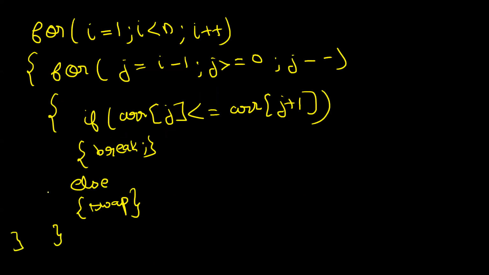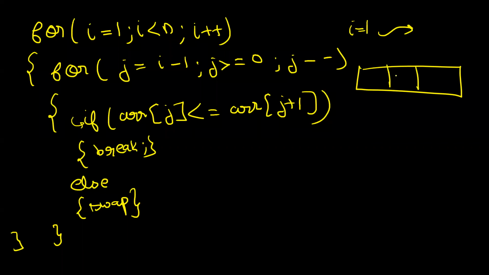Now think of what happens if the array is already sorted. I equal to 1. Now the inner loop starts running. You will see that ARR of j is less than or equal to ARR of j plus 1, so you will simply break. So this loop runs only once. Similarly, when you go to I equal to 2, the inner loop runs just once and you simply break out. So this is just a dummy loop in that case.